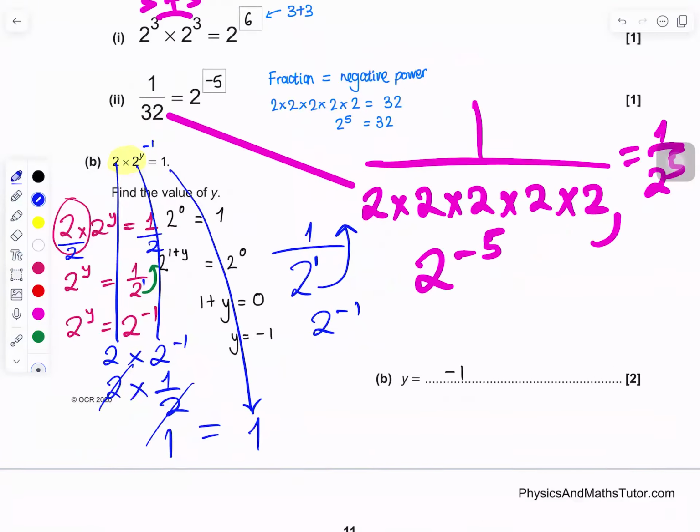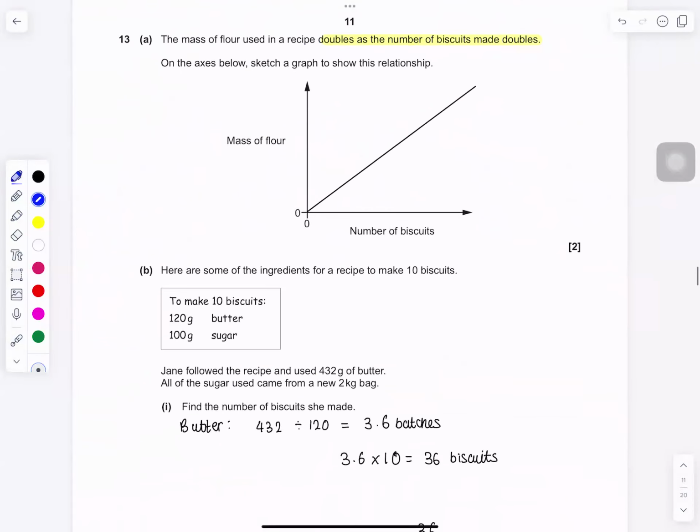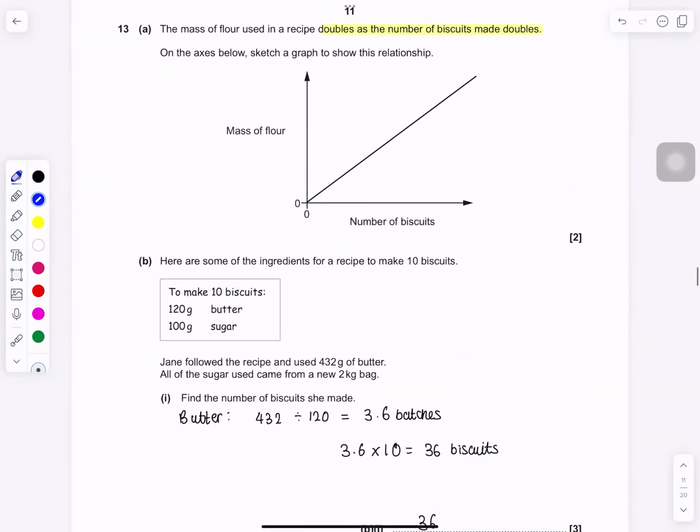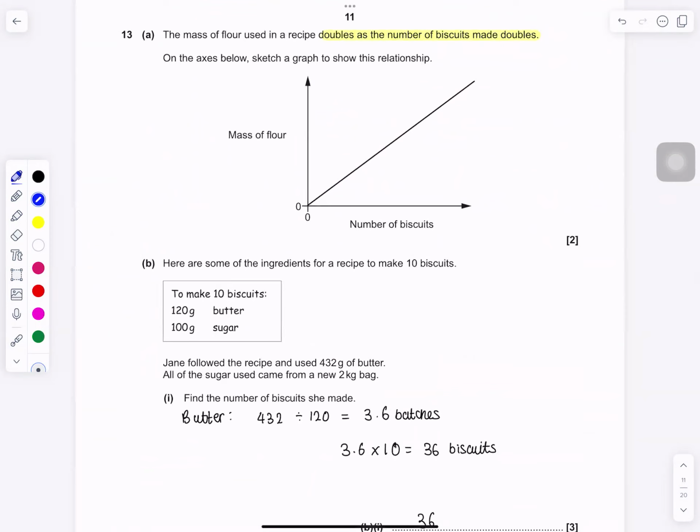Okay, let's go to number 13A. That's a sketch of a graph. The mass of flour used in the recipe doubles as the number of biscuits made doubles. So it's just a straight line graph. If this one is 2, this one too will double. That means y is equal to x. That's for 13A. 13B.